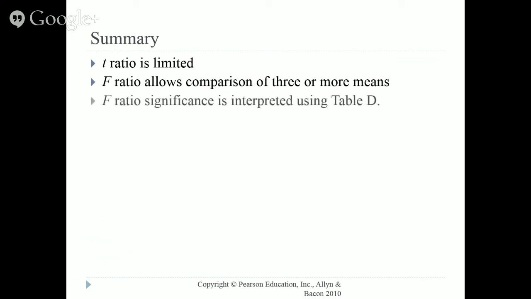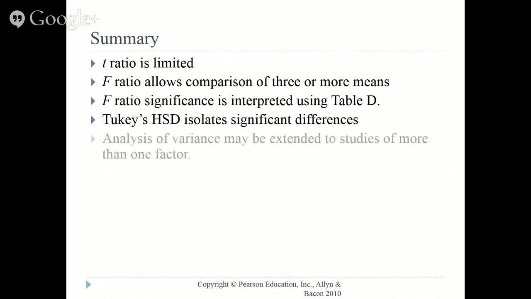So in summary, the t ratio is limited. The F ratio allows comparison of 3 or more means. Oh, forget about table D. We're not doing that. And we can extend ANOVA to studies of more than one factor. The end.